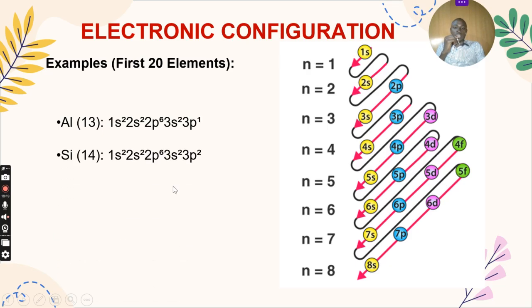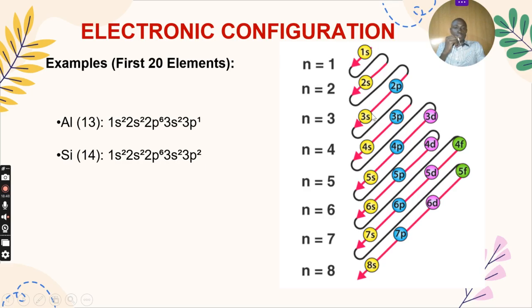The next is silicon. Silicon has 14 electrons. It's number 14 in the periodic table. 1s2, following the energy levels. 2s2 because 2s is the next energy level, and then 2p6, because 2p is the next energy level. So all in all there are 10 electrons. And remember, silicon has 14 electrons.